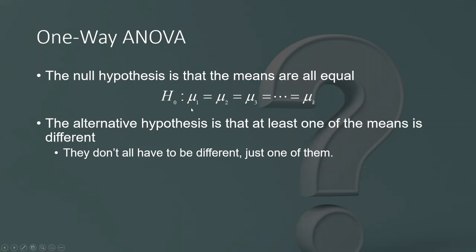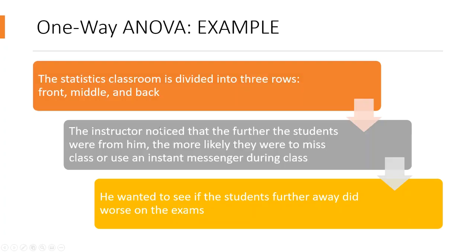It doesn't mean that mean 1 is not equal to mean 2. It's just that at least one of them is not equal. Okay, so that is for the alternative hypothesis.